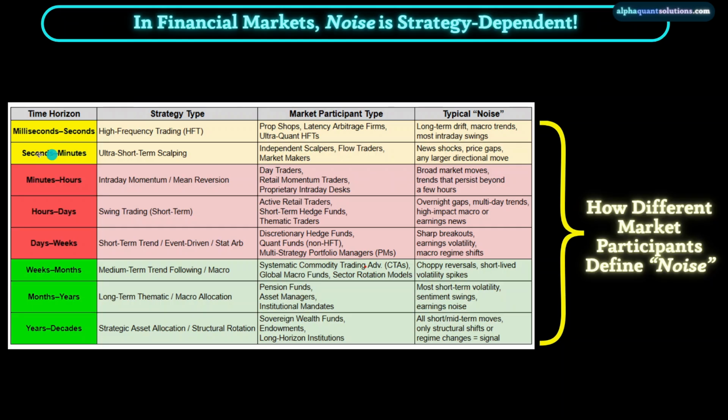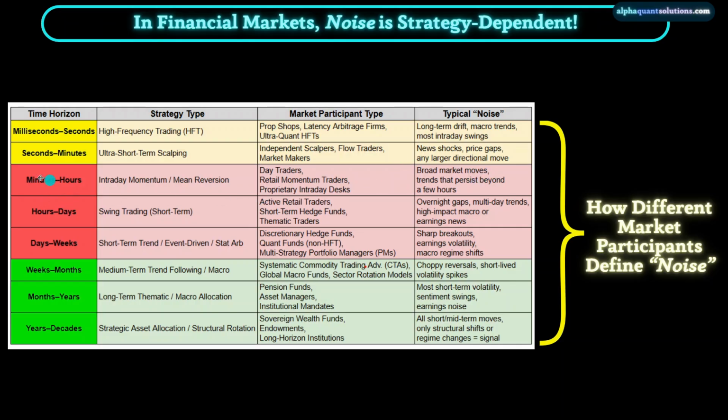Next, for strategies going from a few seconds to a few minutes, well, here, if we take the example of scalpers, then the real distraction is big news or shocks or sudden price gaps. They are too unpredictable and disrupt the micro patterns these scalpers tend to hunt for.